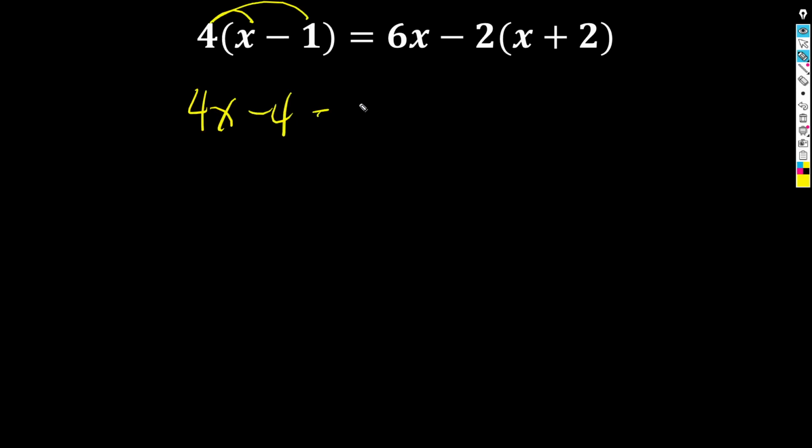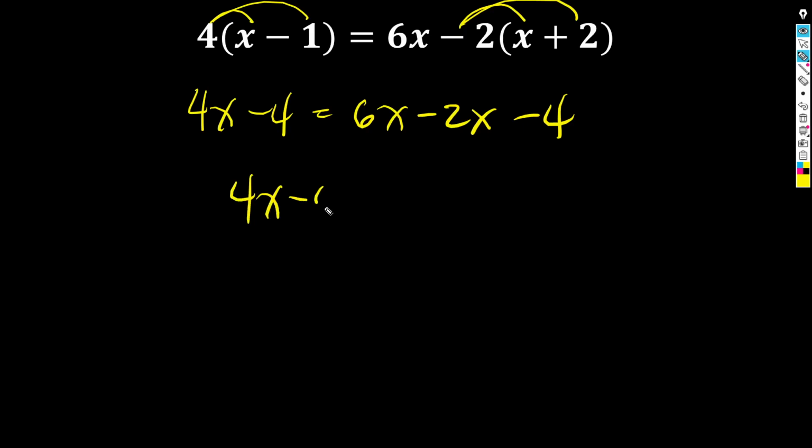4x minus 4 equals 6x. And then you have a multiplier of negative 2. That's a minus 2x. And then a minus 4. Okay? Then what? Yung right side, meron tayong pwede combine dyan. 4x minus 4 is equal to 6x minus 2x is a 4x. And then you have your minus 4. A pause. Tignan nito 4x minus 4 equals 4x minus 4.